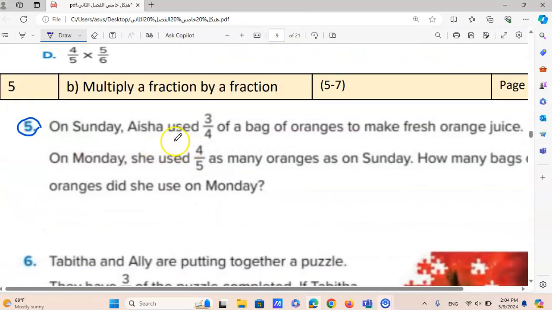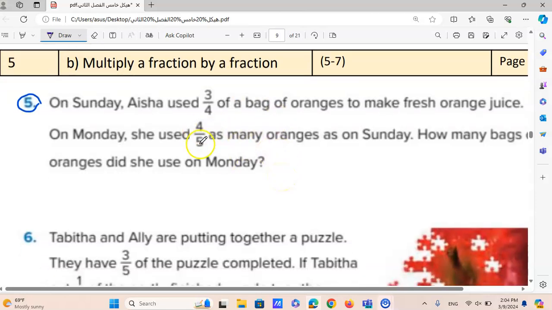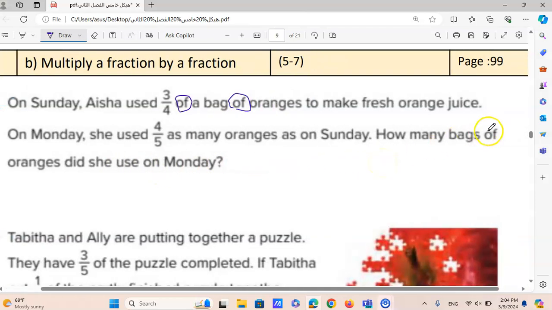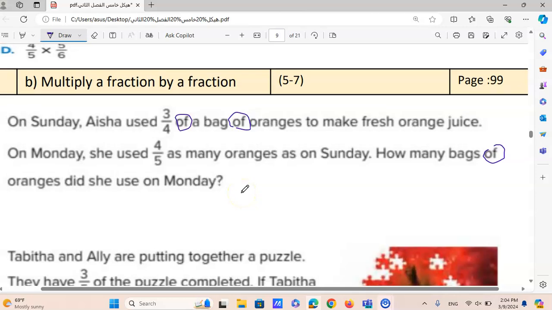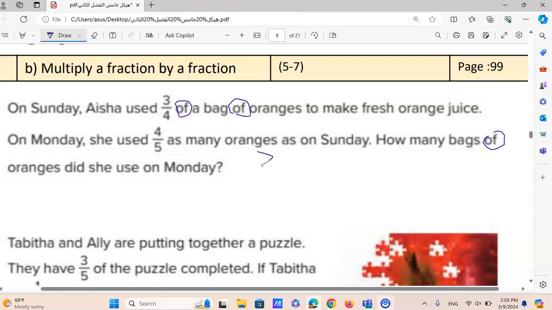Okay, now here you do fraction by fraction. We learned about that before. How do you know it is a fraction of something? See, the word is "of", and that is a sign of multiplication. And see, "of" here. How many bags of oranges did she use on Monday? On Sunday, she used 3/4, but on Monday she used 4/5 of the 3/4. She used 4/5 of 3 out of the 4, so it is a multiplication operation. Okay, so we multiply them.